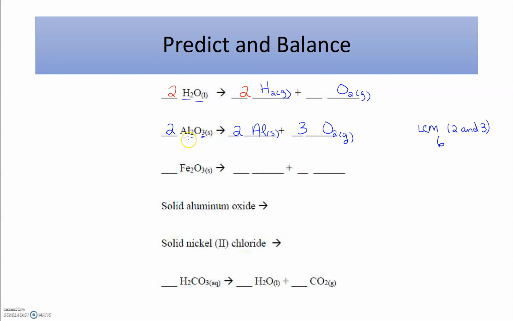But as soon as I do that, I no longer have my aluminum being balanced. So I need to go back and rebalance aluminum. So with aluminum, I've got 2 aluminum oxides. Each aluminum oxide has 2 aluminums. So 2 times 2 gives me 4. So that means I'm going to need a coefficient of 4 in front of the aluminum element.